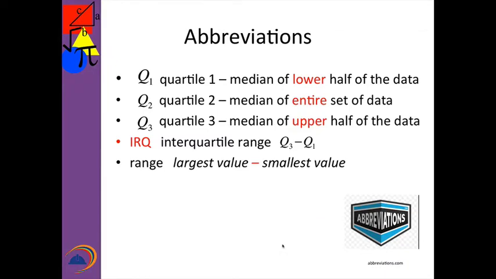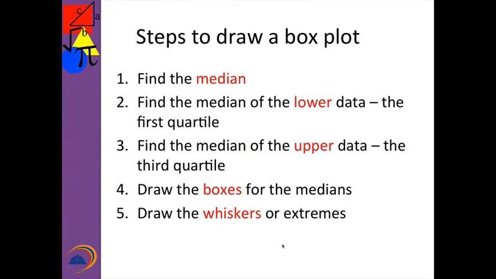All right, welcome back. The steps to drawing a box plot, there are 5 steps. Step 1, find the median of the entire set of data. So fill in the term median. Step 2, find the median of the lower data. That'll give us the first quartile. Step 3, find the median of the upper data. That'll give us the third quartile. Step 4, draw the boxes for the medians. And step 5, draw the whiskers or the extremes. So your job is to fill in the missing terms that are in red. Pause until everybody is ready.